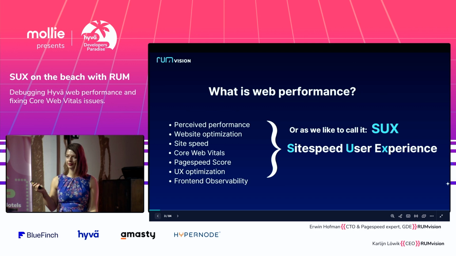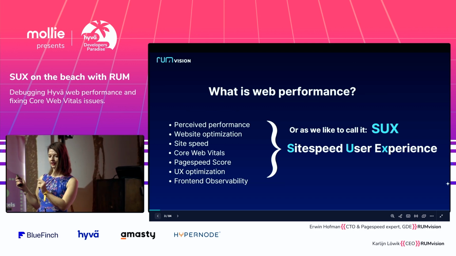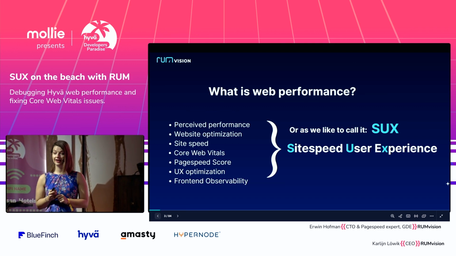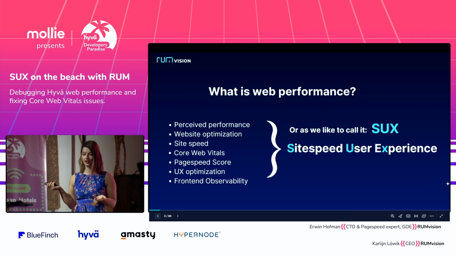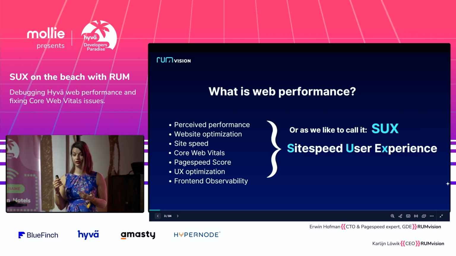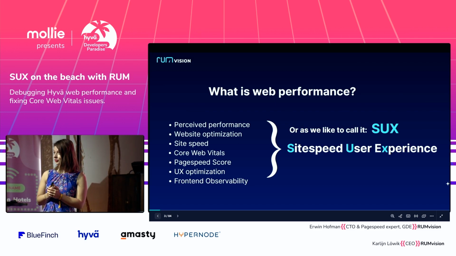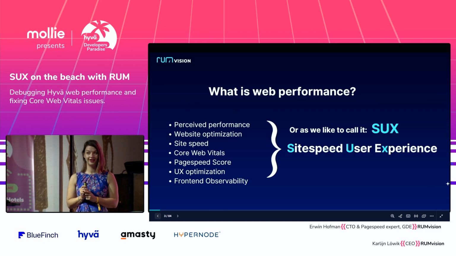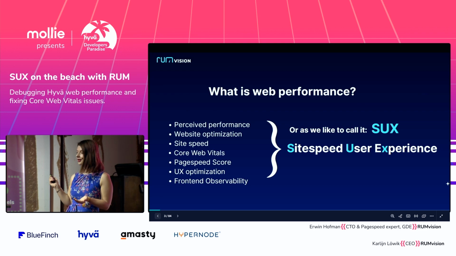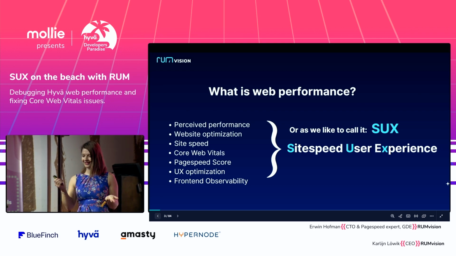So, what is web performance? Web performance can be many things, and I needed to stay near the flamingo. It can be perceived performance, website optimization, site speed, Core Web Vitals. You might know it as the page speed score, UX optimization, front-end observability. Such a hard word. But I like to call it site speed user experience, or SUX, because then I can make many jokes, like I did in New York, where I called it SUX in the city, or here, SUX on the beach.